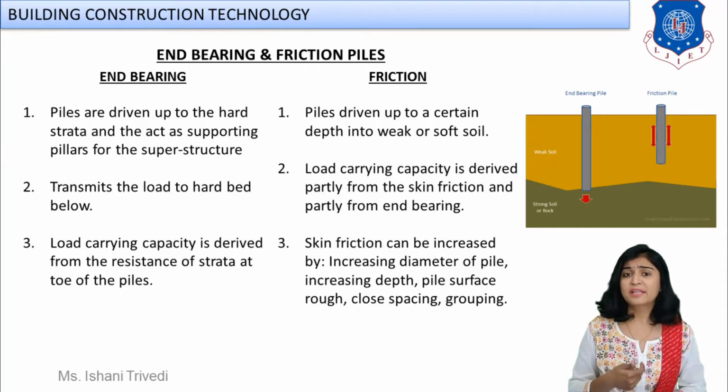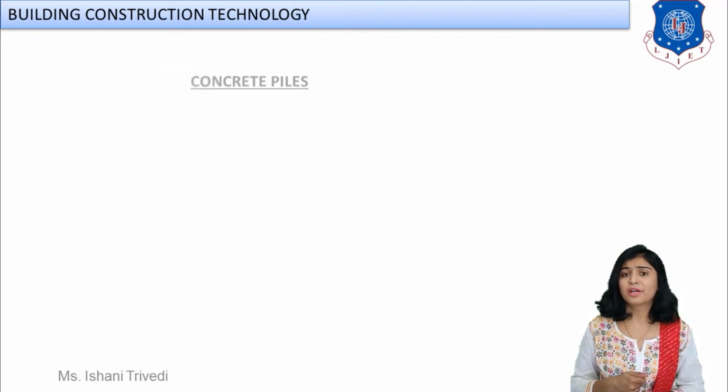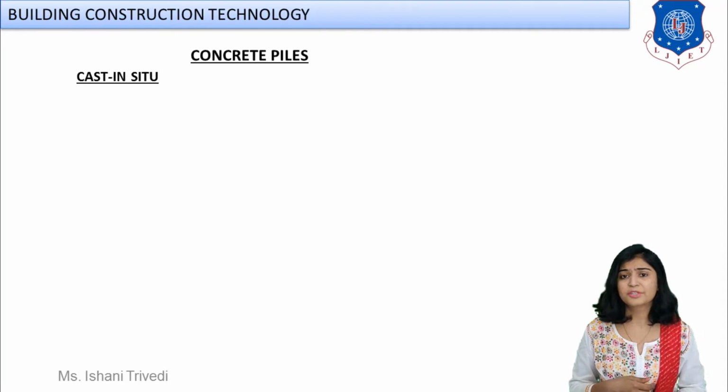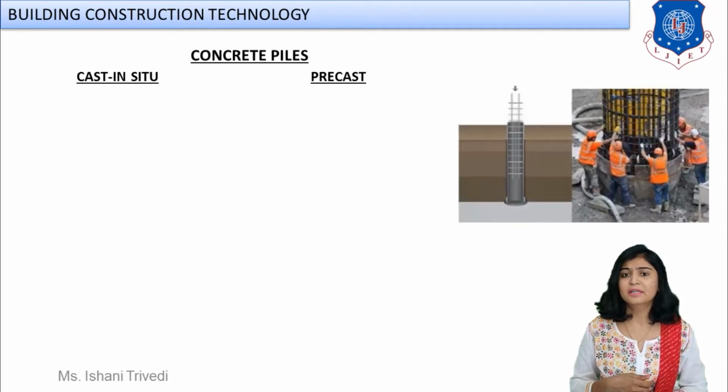You can increase the diameter of the pile, you can increase the length of the pile, you can make the pile surface rough, right? There are numerous methods to increase this friction developed between the soil particles and the pile surface. Okay, students, so you have to study about the differences between the end bearing and friction piles.